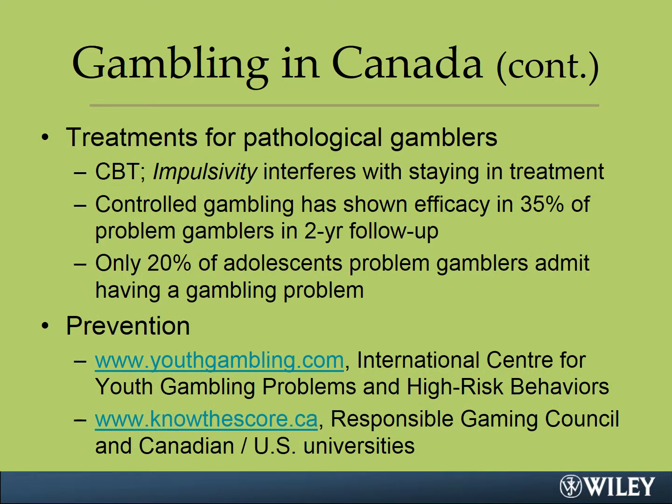Treatments for pathological gamblers. CBT; impulsivity interferes with staying in treatment. Controlled gambling has shown efficacy in 35% of problem gamblers in a 2-year follow-up. Only 20% of adolescent problem gamblers admit having a gambling problem.